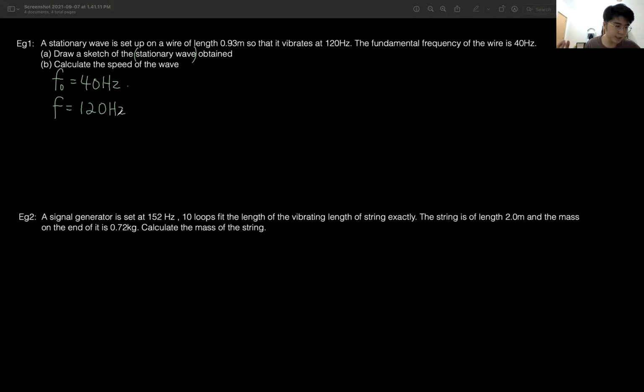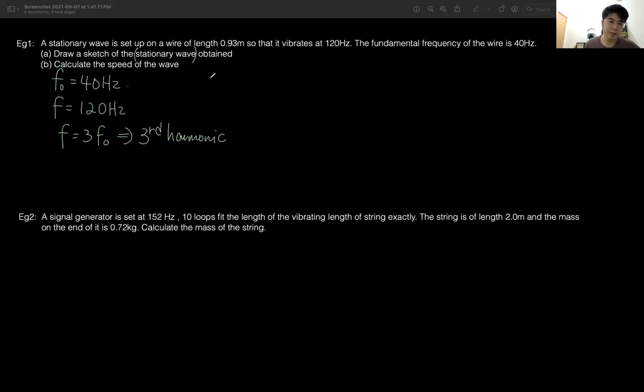So we want to sketch the stationary wave, meaning that first you need to know which harmonic. Is it the first, second, third, or fourth? How do you find which harmonic? You look at the frequency, right? So if the fundamental frequency is 40 and the stationary wave frequency is 120, how many times of the fundamental frequency? The frequency is 3 times of the fundamental. Okay, so if it's 3 times of the fundamental, that means it is the third harmonic.